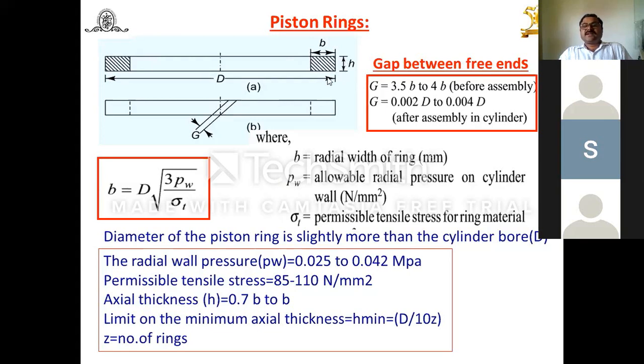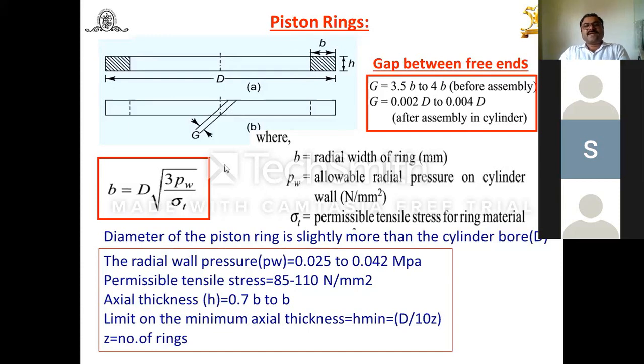For the piston ring, you will find its diameter is slightly more than the cylinder bore diameter, and then it works to prevent leakage. If it is equal to the diameter of the cylinder, there may be a possibility of leakage. Therefore, this D should be slightly more than the cylinder bore diameter. B is the radial width and H is the axial thickness. The gap, provided for fitting purposes, is 3.5 B to 4 B before assembly, and after assembly it should be 0.002 D to 0.004 D. D means this dimension, or you can take the cylinder bore diameter after assembly, no problem.